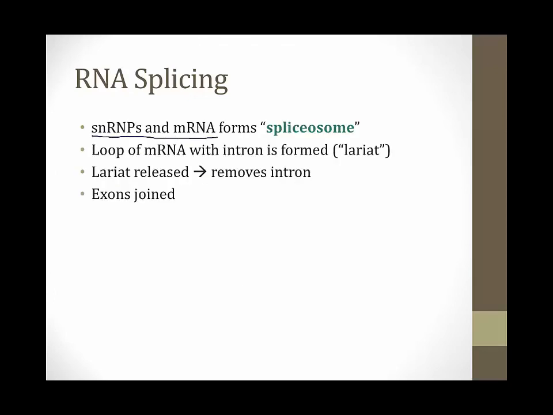When the snRNPs and the mRNA bind together, the entire structure is called a spliceosome. At this point, a loop of mRNA containing the intron will be formed. This loop is called a lariat. The lariat will then be released, and that takes the intron away with it, and then the exons are joined.